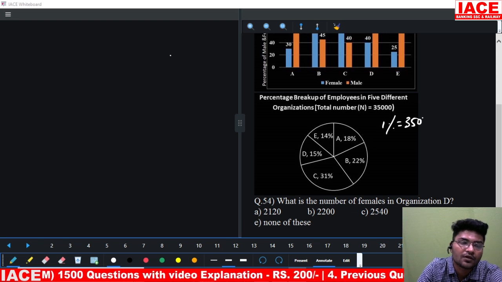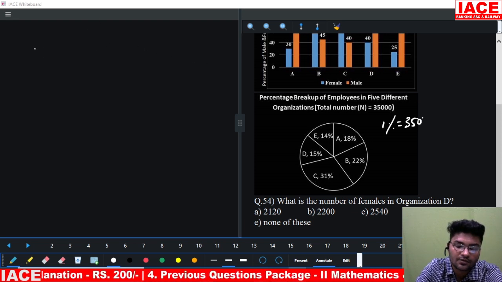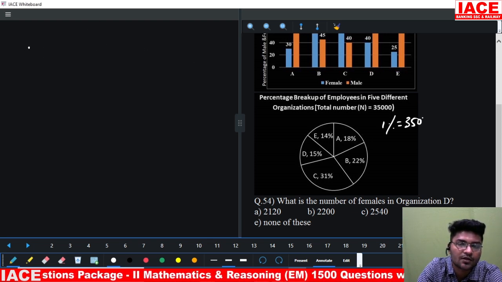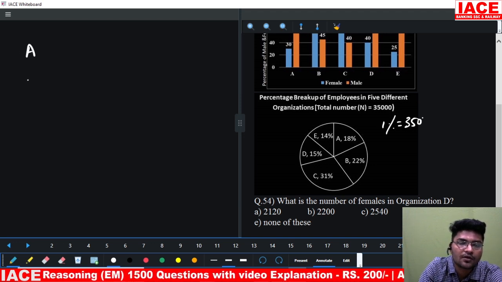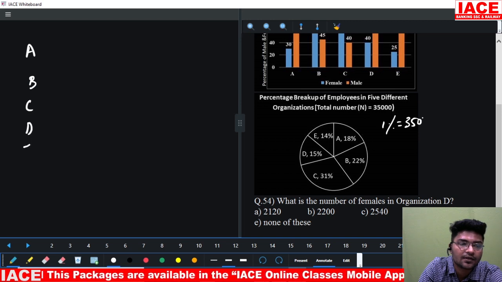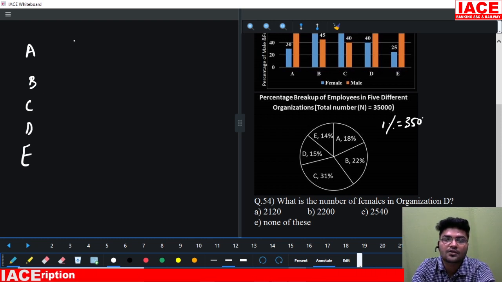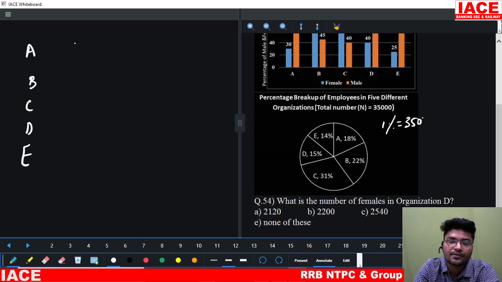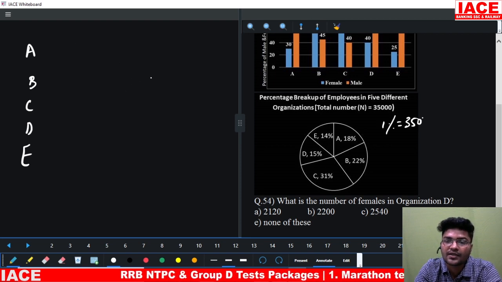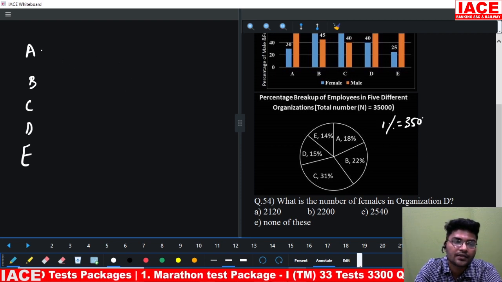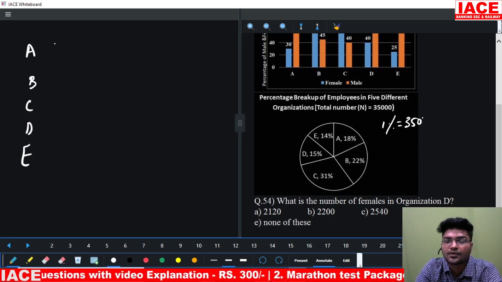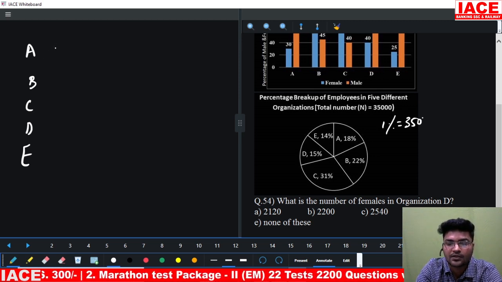So first of all, we will form a small data table so that it becomes easier for us. How many organizations are there? 5 organizations: A, B, C, D, and E. First we will find out how many employees are there in total. A is 18 percent. Now 18 percent means 18 into 350.